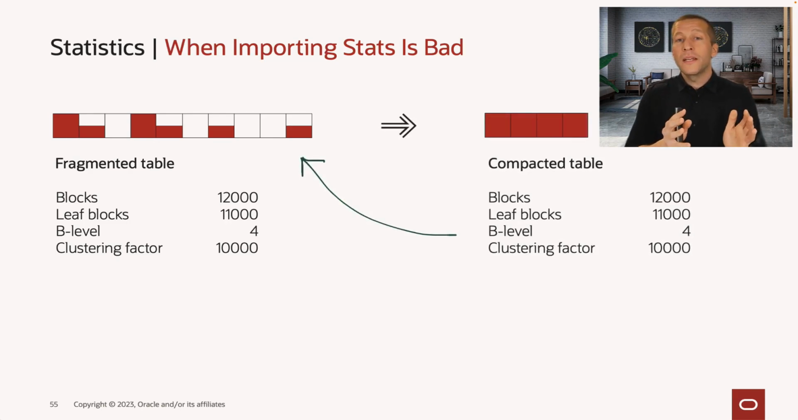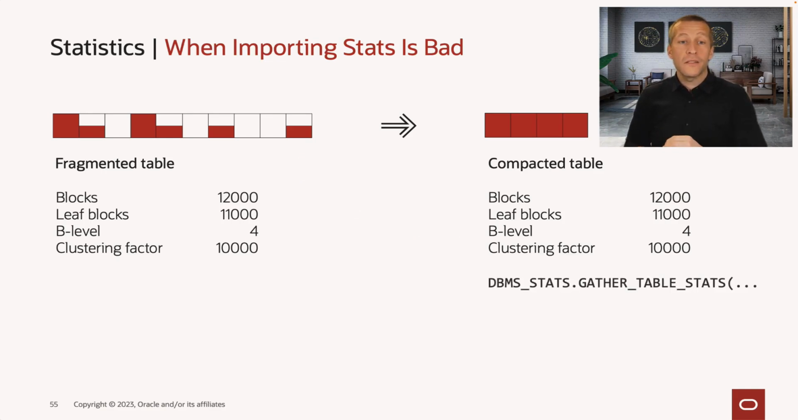Now you move the data into a different database. Datapump will take the fragmented table and import it into a nicely compacted table. So now it's much smaller and the data blocks are completely filled. But the statistics, if you take the statistics from the source database, they'll reflect the old state of the table, which was fragmented. So now the statistics are completely off.